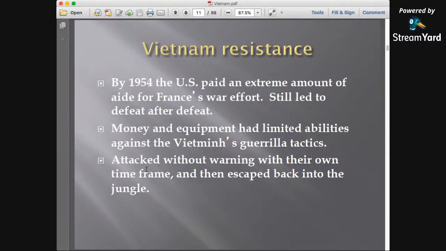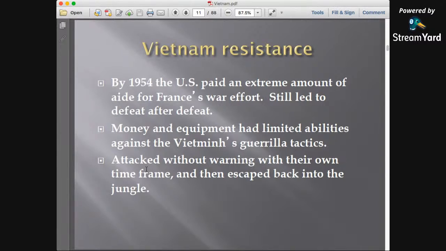There was resistance. By 1954, the U.S. paid an extreme amount of aid for France's war effort. Lots of aid when it came to fighting communism. Still led to defeat after defeat. Money and equipment had limited abilities against the Viet Minh's guerrilla tactics.